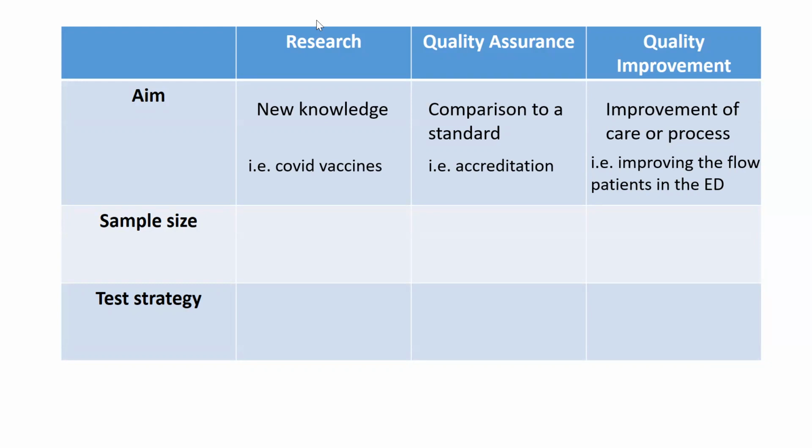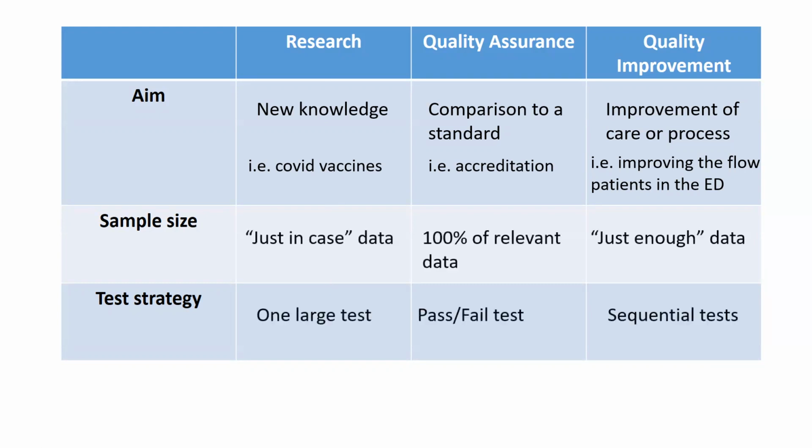Research requires a lot of data and a really big sample, just in case someone challenges your findings. Quality assurance is a pass-fail situation where every piece of data or answer is important. Quality improvement requires just enough data to show that things are getting better.